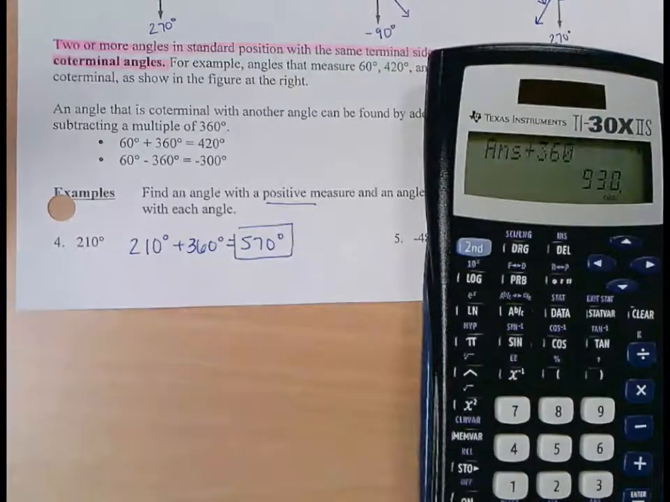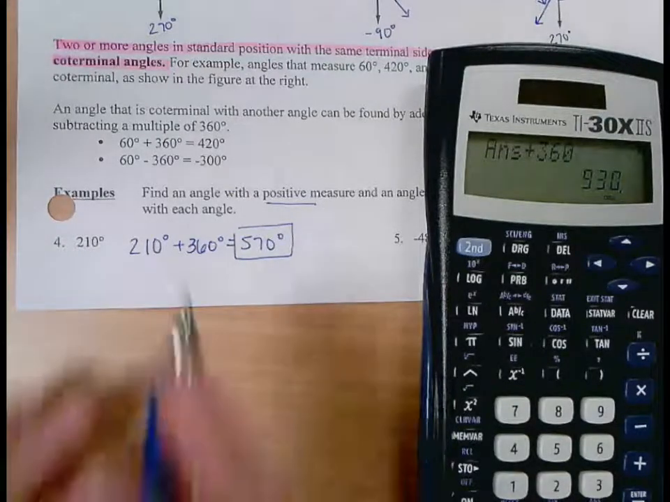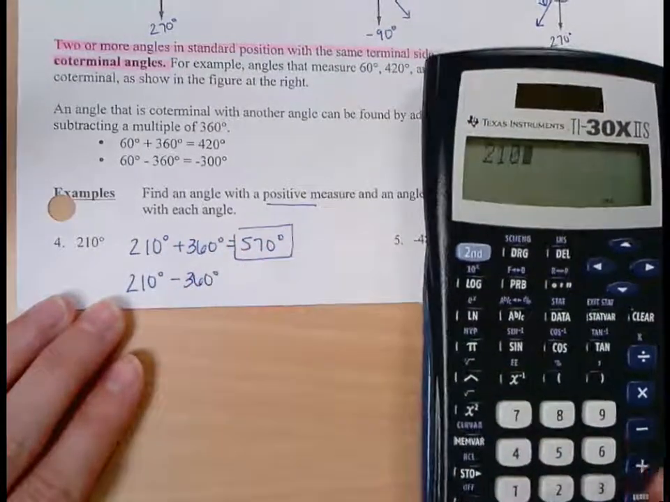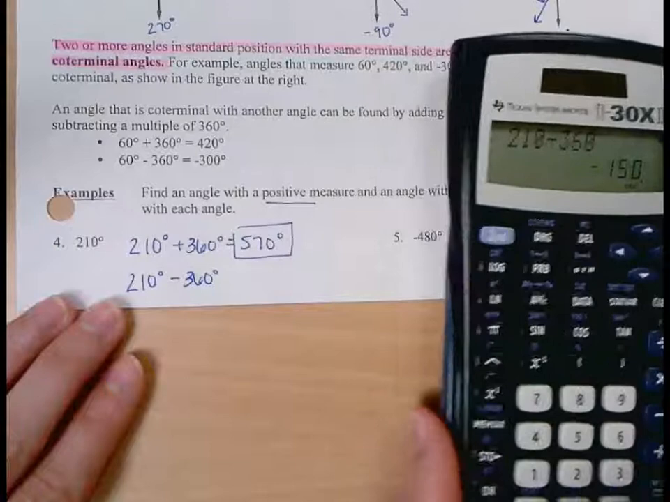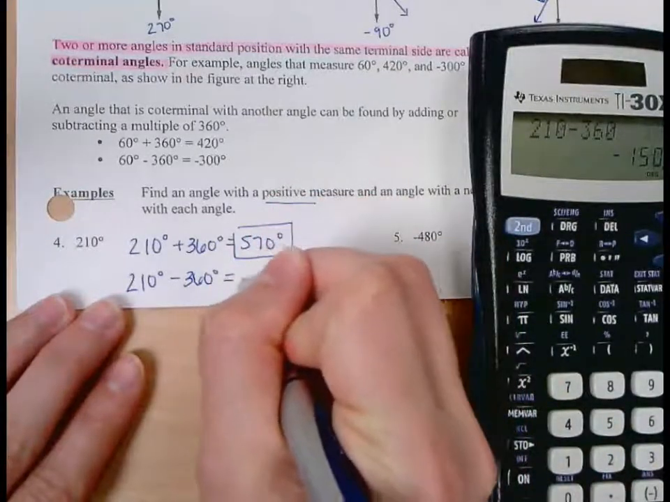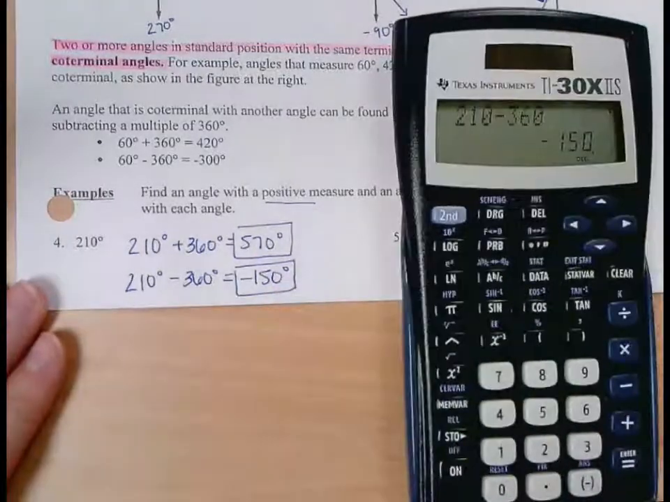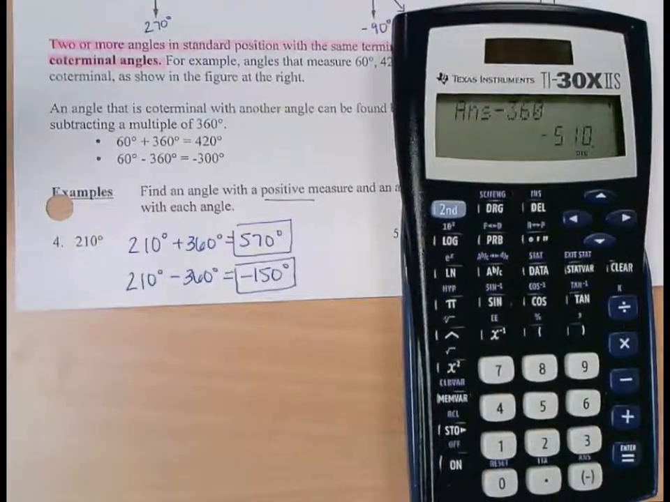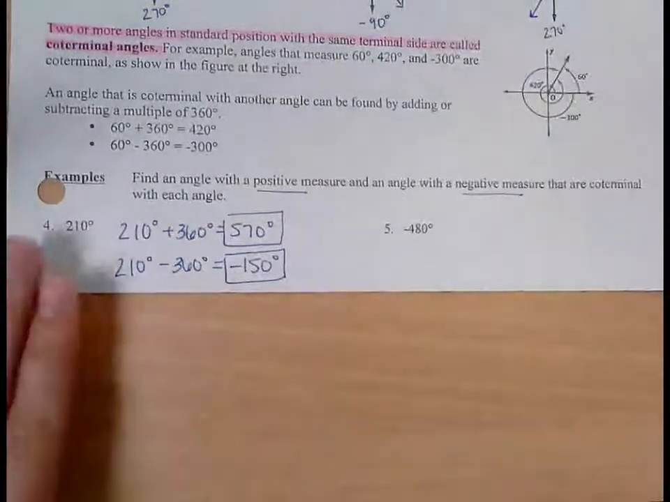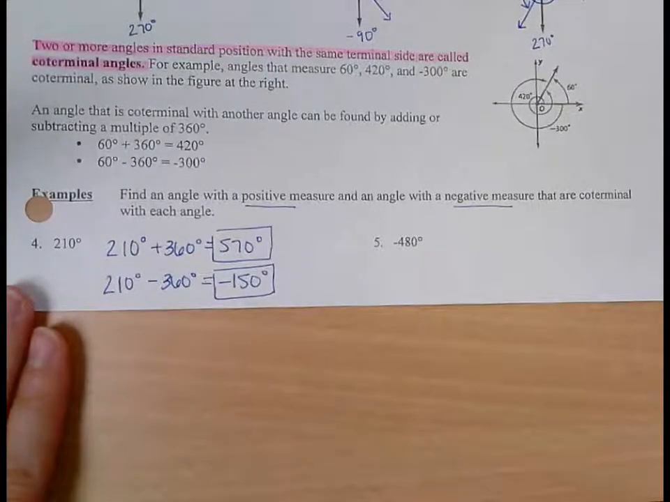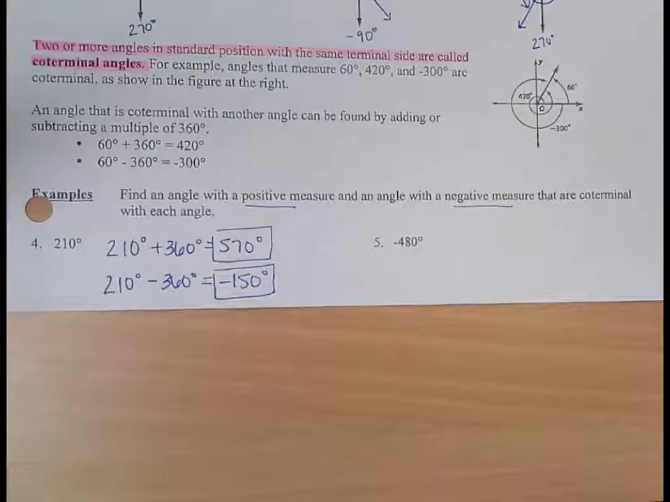And then if I want to find a degree with a negative measure that's coterminal, I would take 210 and subtract 360. So negative 150 would be a negative coterminal angle. I could subtract 360 again, so I also could have given the answer of negative 510. So again, multiple answers. What I would like you to do is number 5, and I may not walk around for this because it should be pretty quick, but I want you to find a degree measure that's positive and negative that's coterminal to negative 480.